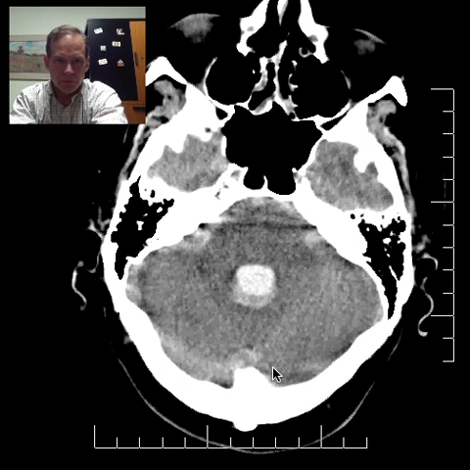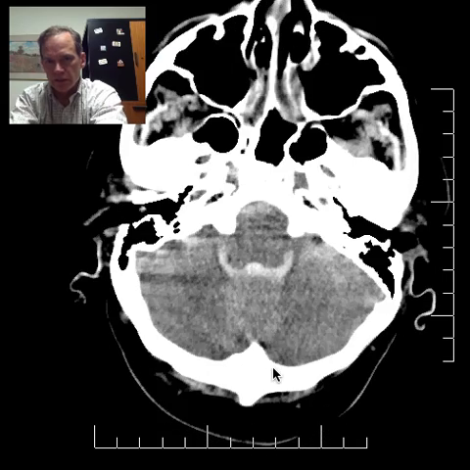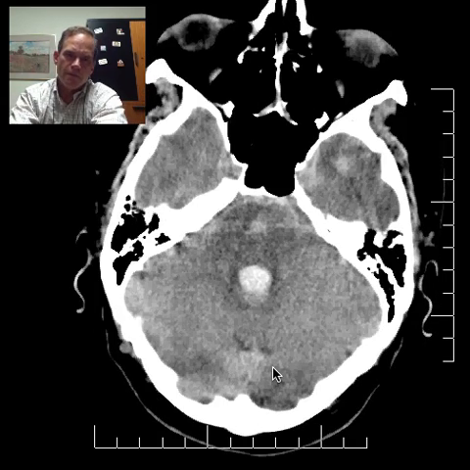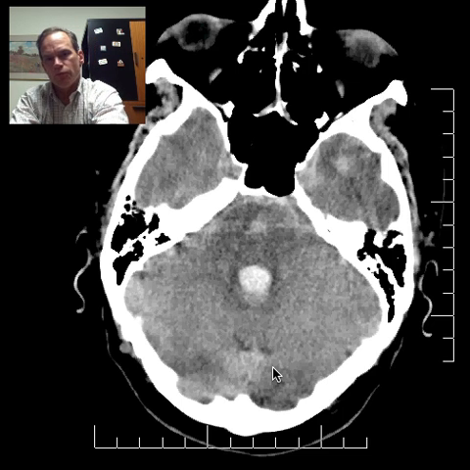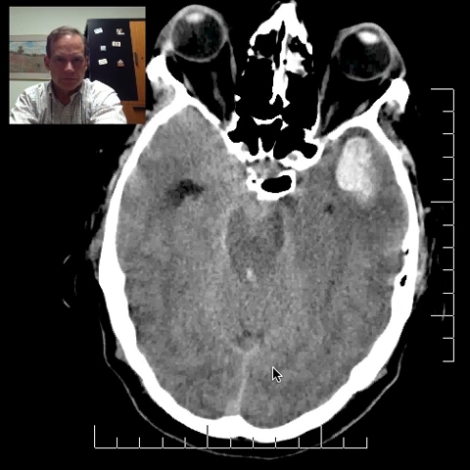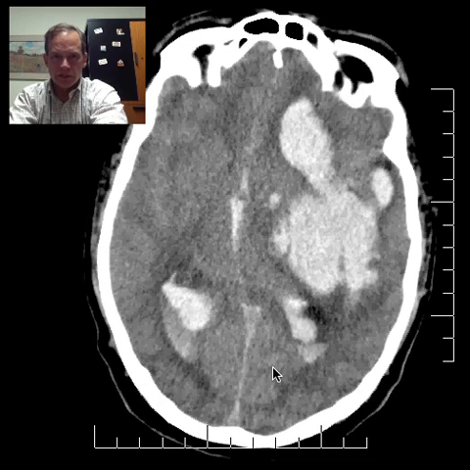Have a little band of blood there. Is that hemorrhage too? I'll bet that's blood in the fissure of the cerebellum, the major fissure. And let's look up here. So we know where the blood is.